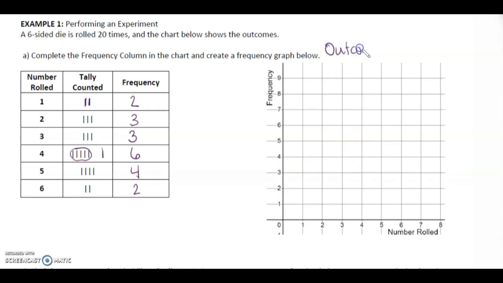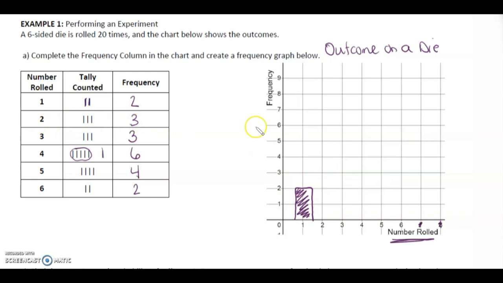So let's call this outcome on a die. The number rolled, well, obviously it's not going to be 7 or 8. It's just going to be 1 to 6. And then we're going to do the frequency up the side. So the number 1 was rolled twice, so let's go over number 1. And we're going to draw a frequency graph, a bar graph. It's going to look like a histogram because the bars are going to touch, and that's totally fine.